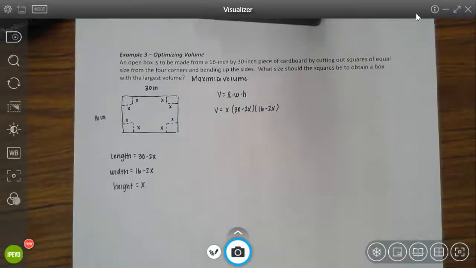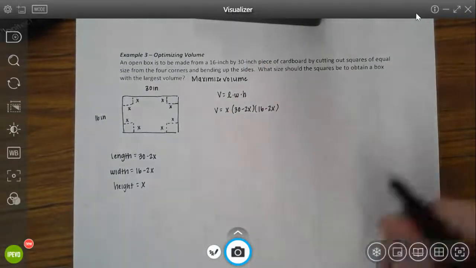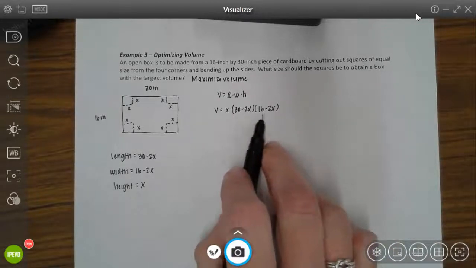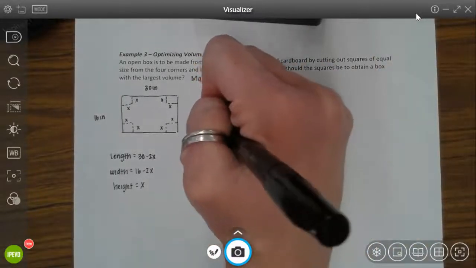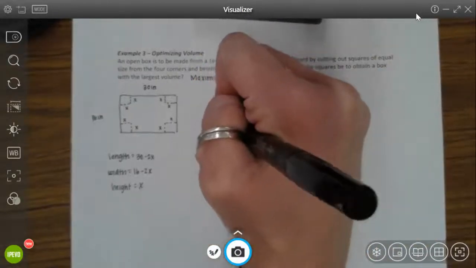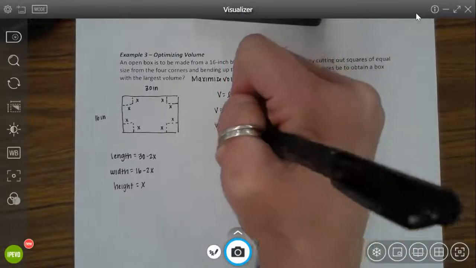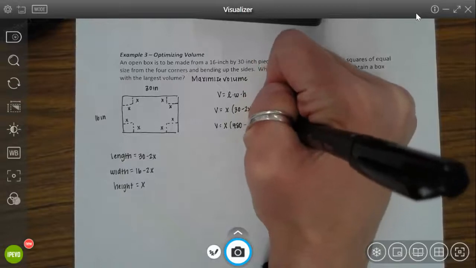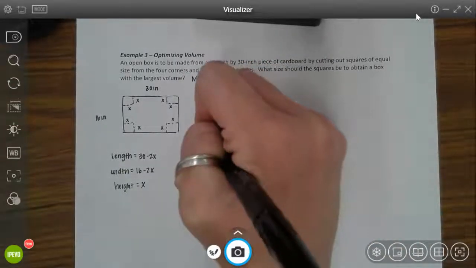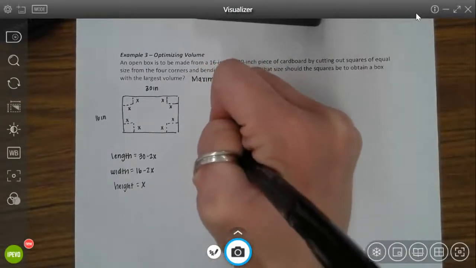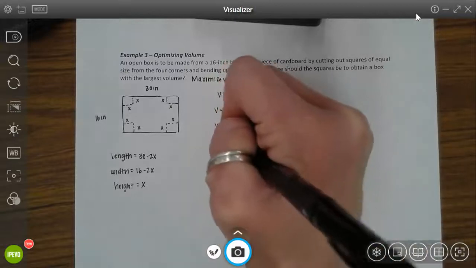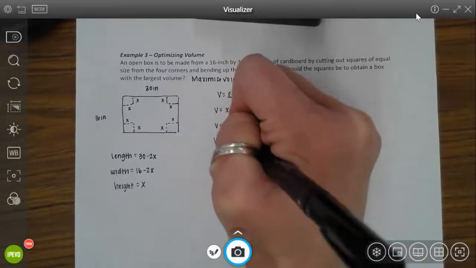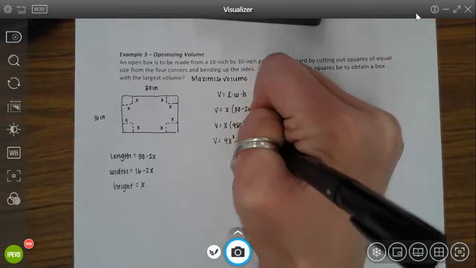Probably the best way to go about doing this is, again, to FOIL these two out and then distribute in your x afterwards. This gave us 480 minus 92x plus 4x squared. Then when we distributed it out and wrote it in standard form, this gave us 4x cubed minus 92x squared plus 480x.